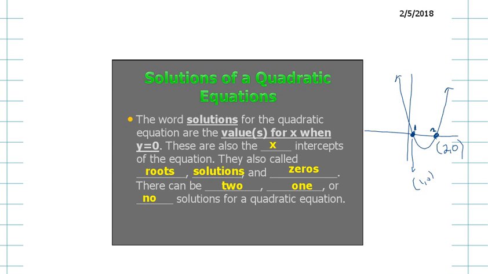All right. Now, this is just an introduction to quadratics. Again, this is just a review from previous semesters.